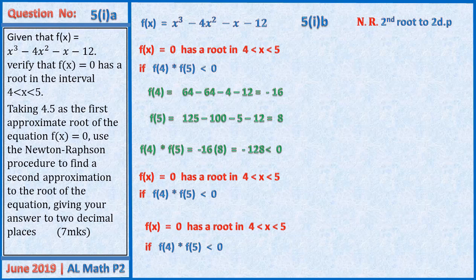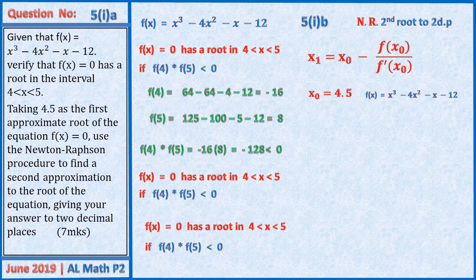Okay, now the second part of the question says that taking 4.5 as the first approximate root of this equation, f of x equals 0, use the Newton-Raphson procedure to find a second approximation to the root of the equation, giving your answer to 2 decimal places. So according to Newton-Raphson, since the first root is x0, the second root is x1. So x1 will be equal to the first root minus f of the first root over f prime of that first root. And our x0 here is 4.5, and f of x is equal to that function.